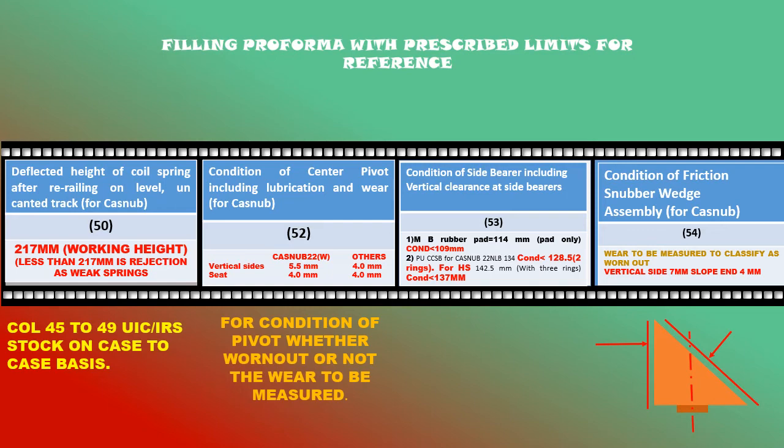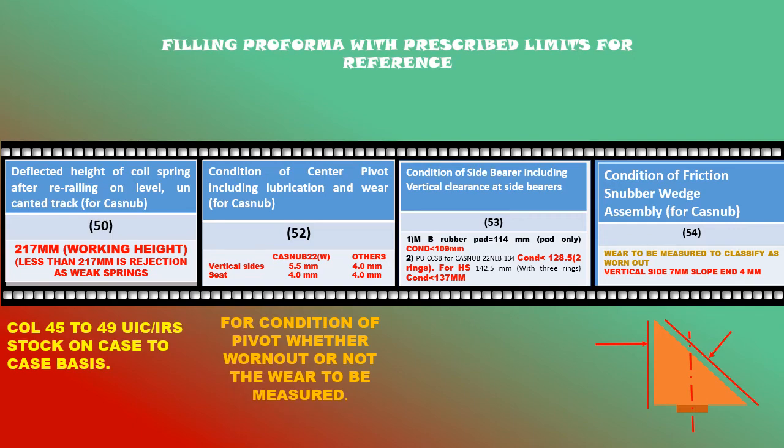So the working height or the deflected height is 217 mentioned in the drawing, and this drawing I have already linked in my previous video. So the working height is 217 mm. So if we just stand on the side of the wagon facing, take the die, we can take it with a caliper as well. So the CASNUB 22 maximum permissible side wear is 5.5 for 22W, and for all others it is 4 mm.